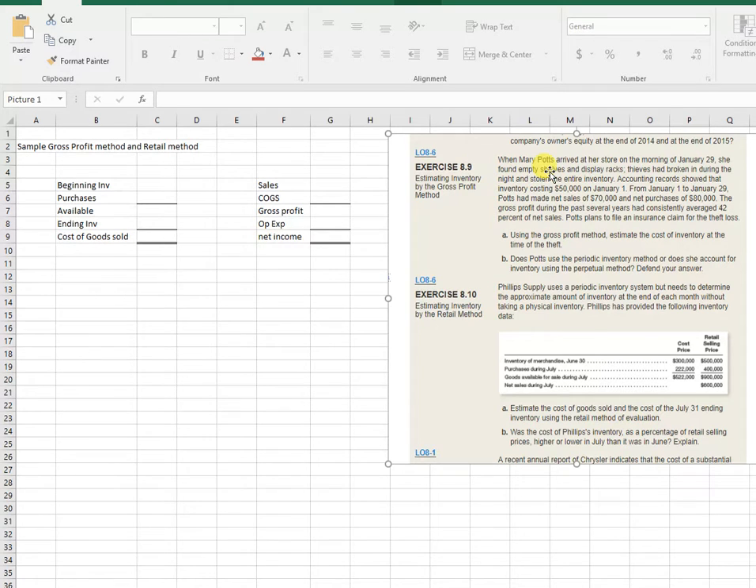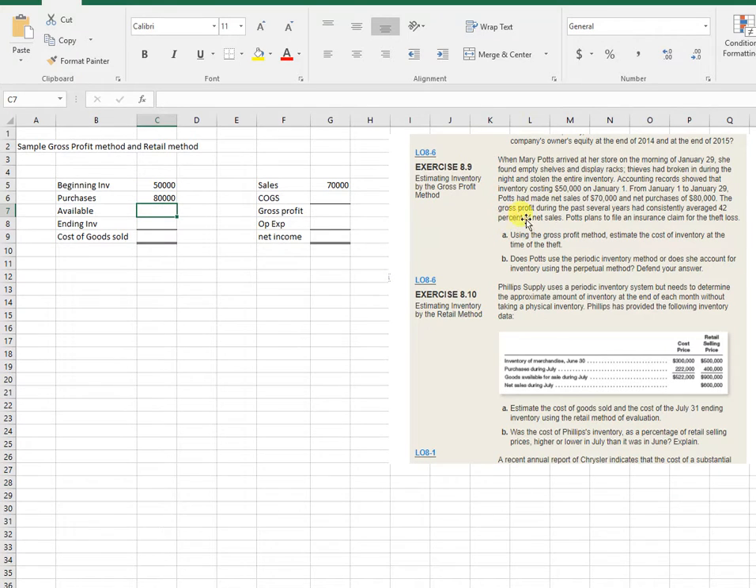So when Mary Potts arrived at her store in the morning of January 29th, she found empty shelves and display racks. Thieves had broken in during the night and stolen the entire inventory. Accounting records showed that the inventory costing $50,000 from January 1st. So I've got $50,000 in beginning inventory. From January 1st to 29th, Potts had made net sales of $70,000, so I have $70,000 of sales, and purchases of $80,000, so I'd purchased $80,000.